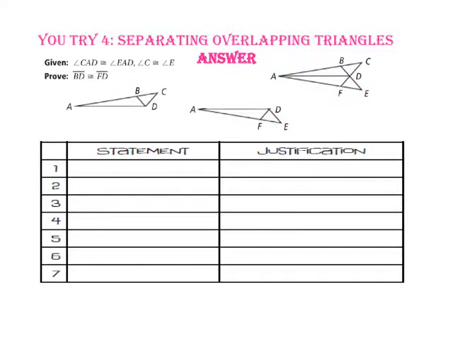Let's start with the given statements that angle CAD is congruent to angle EAD and that angle C is congruent to angle E. By the reflexive property of congruence, side AD is congruent to side AD. By the angle-side theorem, triangle ADC is congruent to triangle ADE.